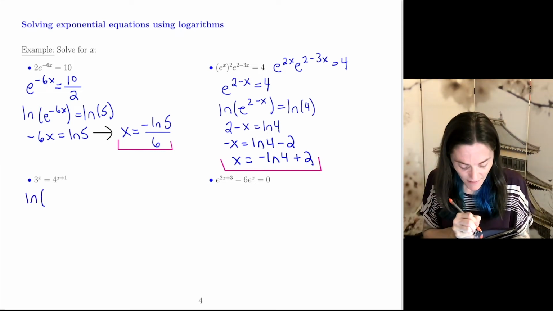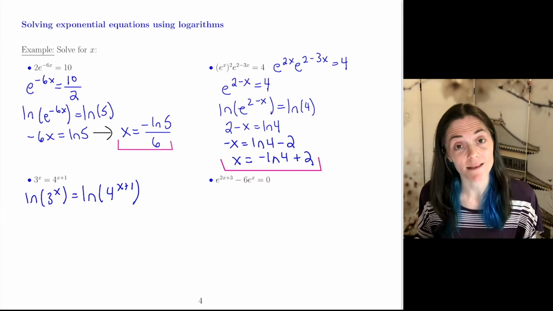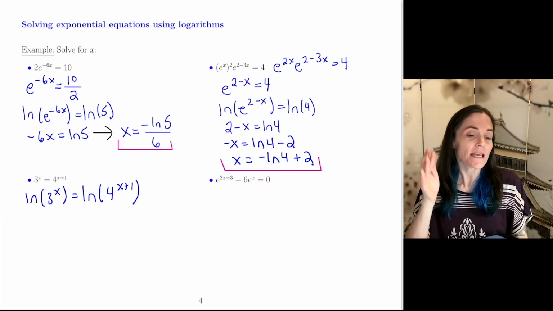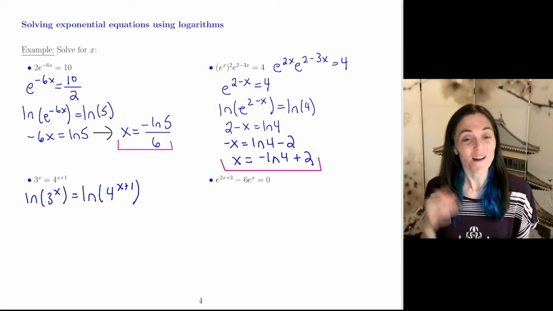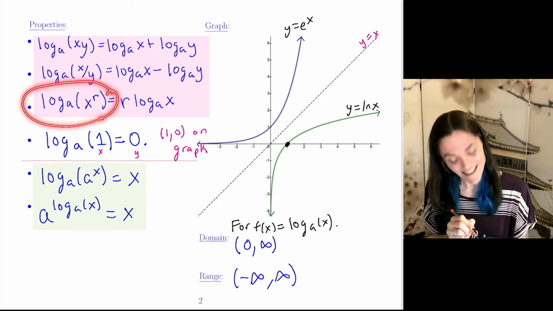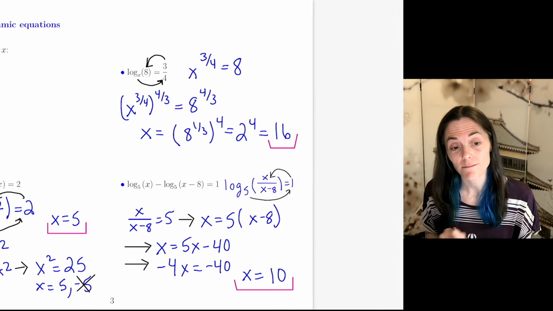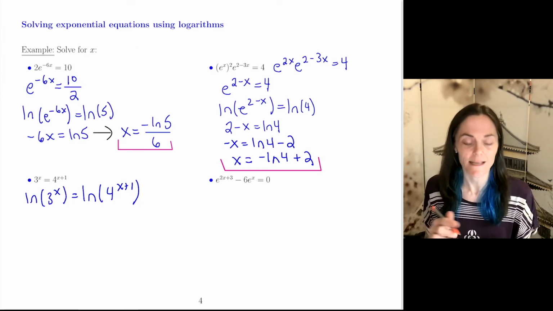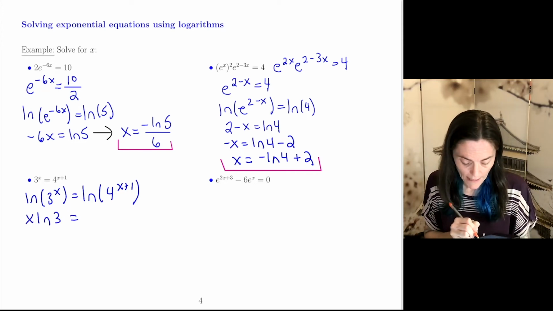So we have ln of 3 to the x equals ln of 4 raised to the x plus 1. I'm trying to solve for x. The thing is, you see inside the log, really on either side, I have a power. And one of our properties is that when you have a power on the inside, we may bring the power out in front of the logarithm. So let's do that to both the left and the right-hand side. The left-hand side is x ln 3, and then the right-hand side is x plus 1 times ln 4.